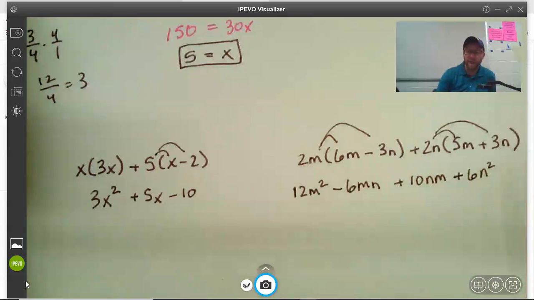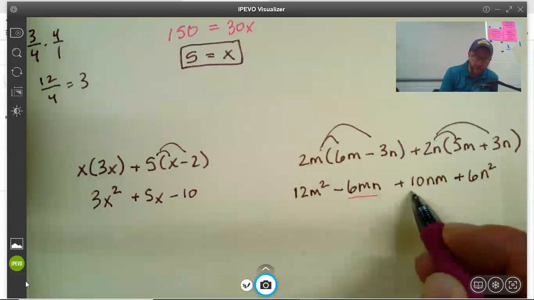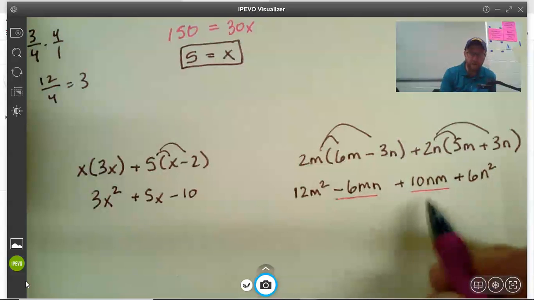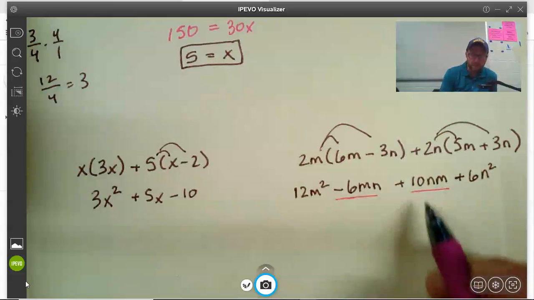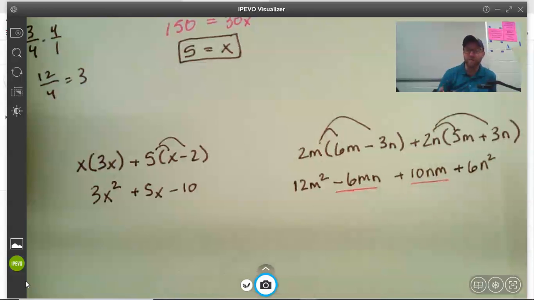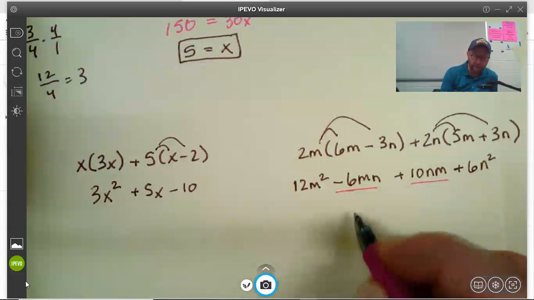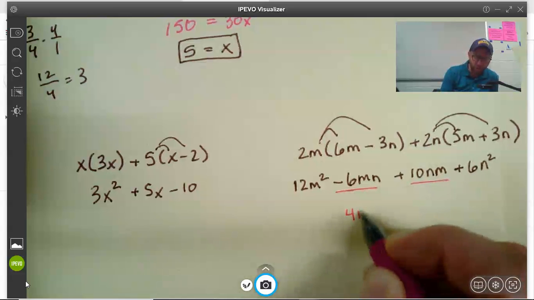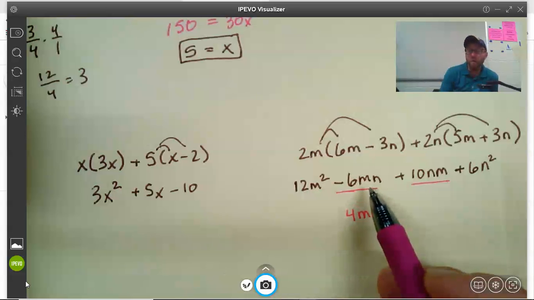And now here we can do some combining of like terms, because just to see, we have a negative 6mn and a 10nm. So these are like terms, they can be combined because they have the same combination of variables in them. So a negative 6 and a positive 10 would give us 4mn.